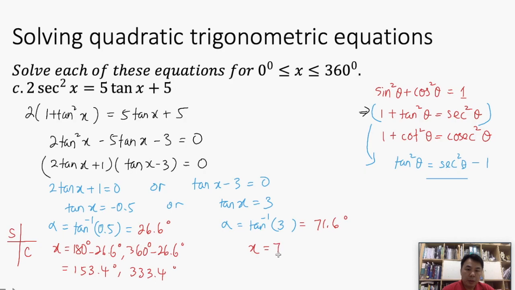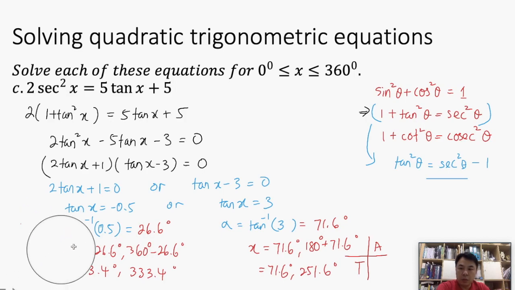For this, it will be 71.6 degree, which is located in the first quadrant and the third quadrant. So that will be 71.6 degree, and then the other one will be 180 degree plus 71.6 degree, which is 251.6 degree. Okay, so I hope that is clear here. Alright, let's move on to the next one.